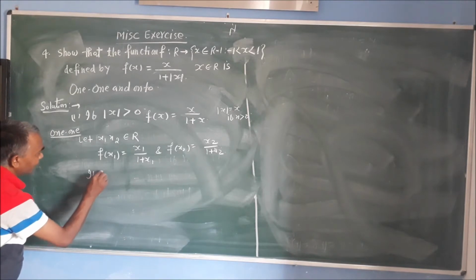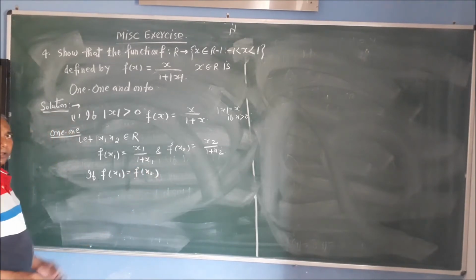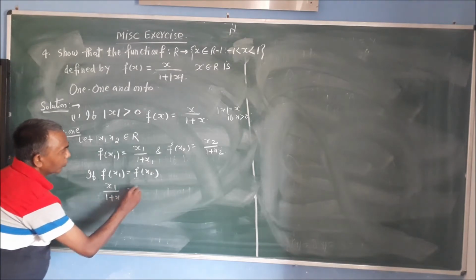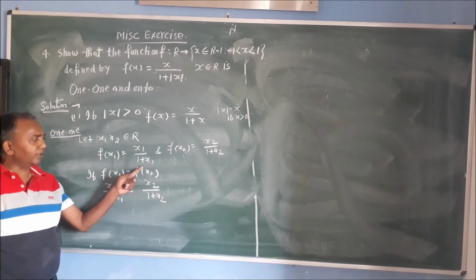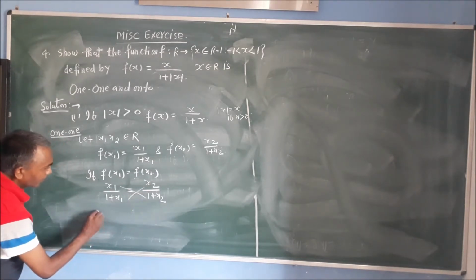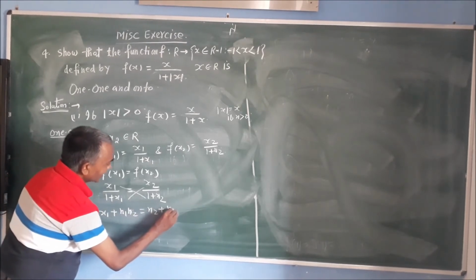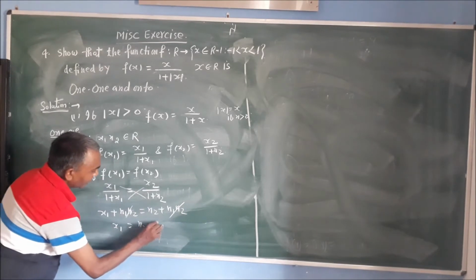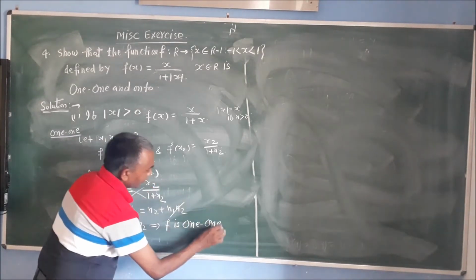Take the condition: if f of x1 is equal to f of x2, then we can write x1 upon 1 plus x1 is equal to x2 upon 1 plus x2. By cross multiplication, x1 plus x1 x2 is equal to x2 plus x1 x2. These two will be cancelled, so x1 is equal to x2. This implies f is one-one function.